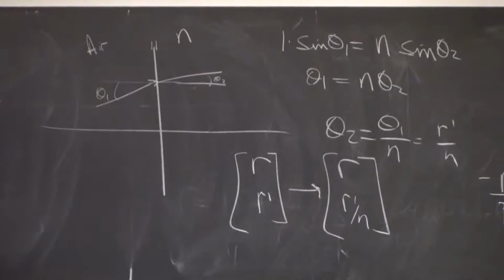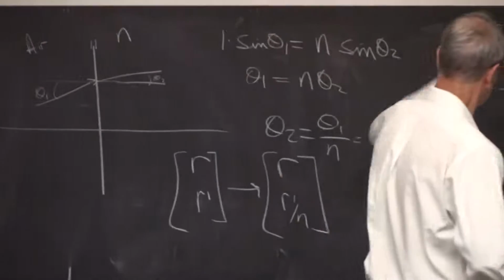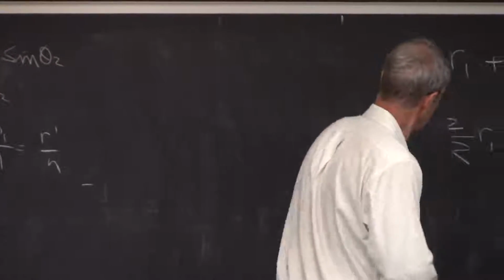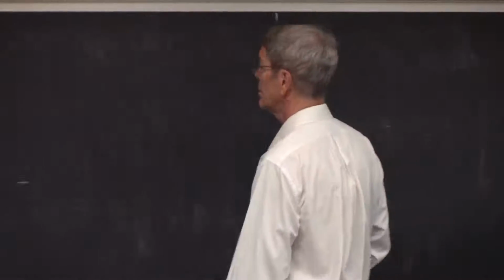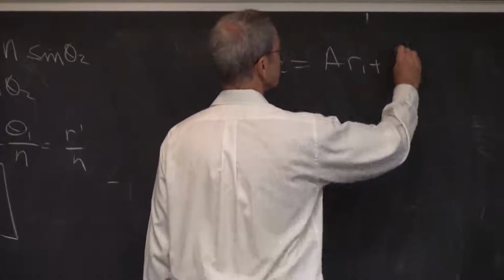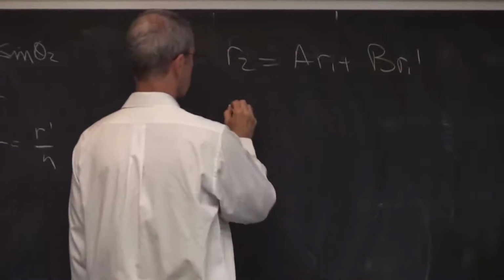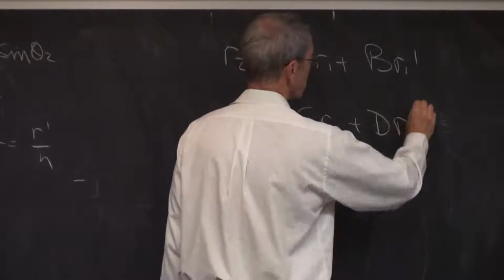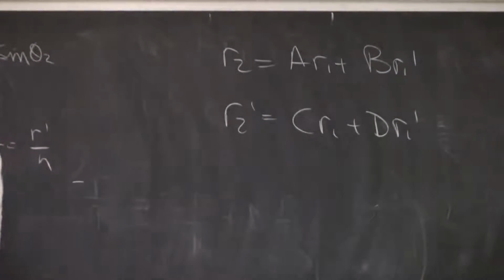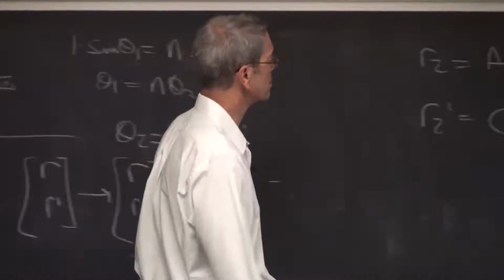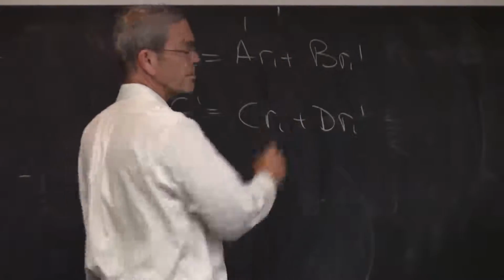So what's the matrix for this? So again, I'm going to kind of just wing it here. I want to find ABCD. So R2 equals A R1 plus B R1 prime, R2 prime equals C R1 plus D R1 prime. Okay, the height doesn't change at all, so A must equal 1. How about B?